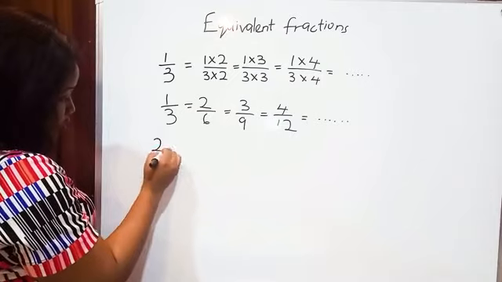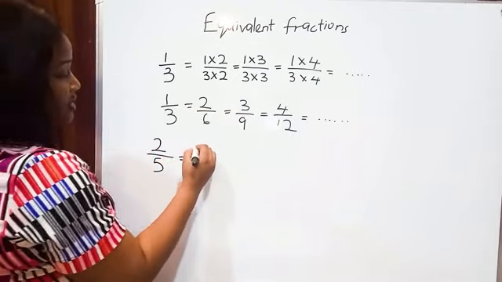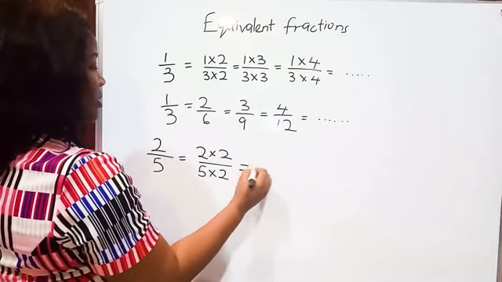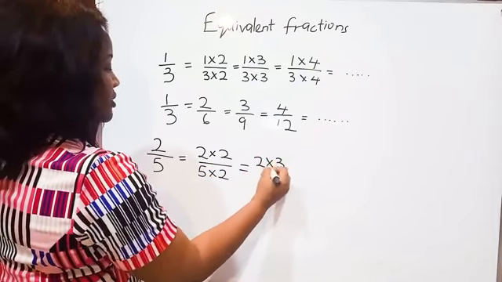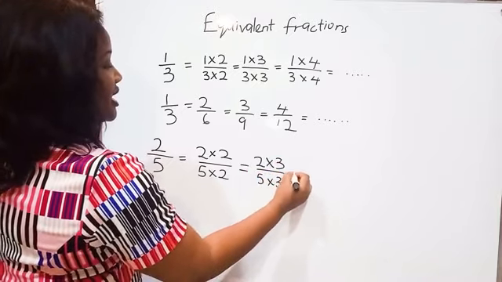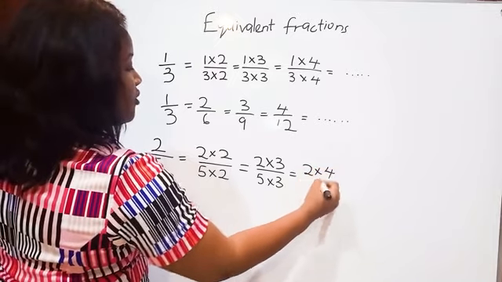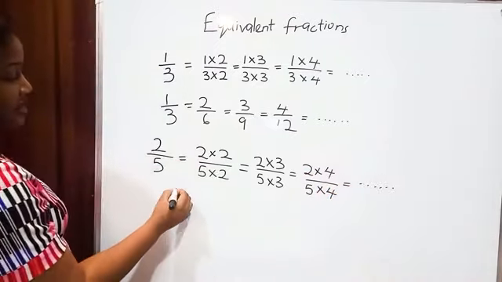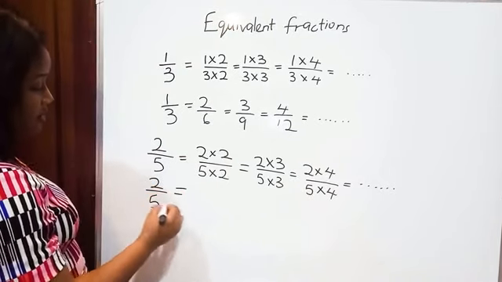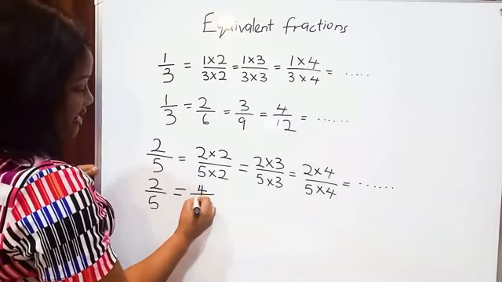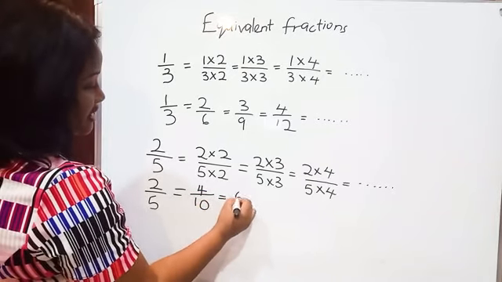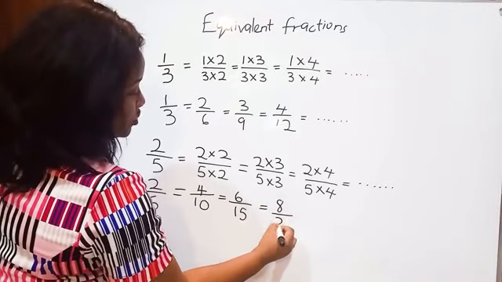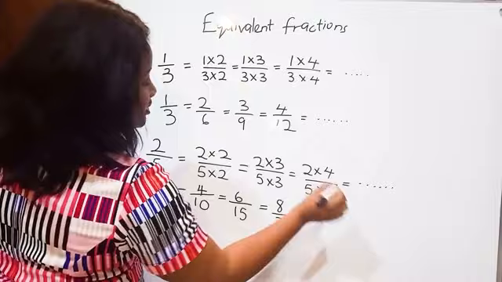Or you can take another example. You can say 2 over 5 equals 2 times 2 over 5 times 2, which is equal to 2 times 3 over 5 times 3, which equals 2 times 4 over 5 times 4, and it goes on and on and on, which gives us that 2 over 5 also equals 4 over 10, which is equal to 6 over 15, which is still equal to 8 over 20, and it goes on and on and on.